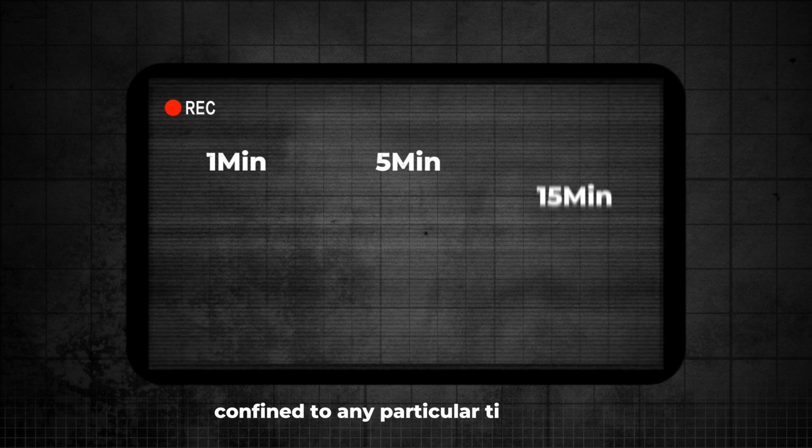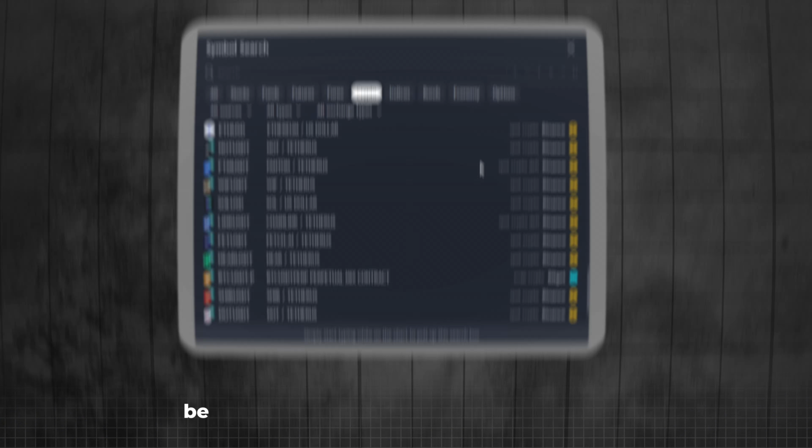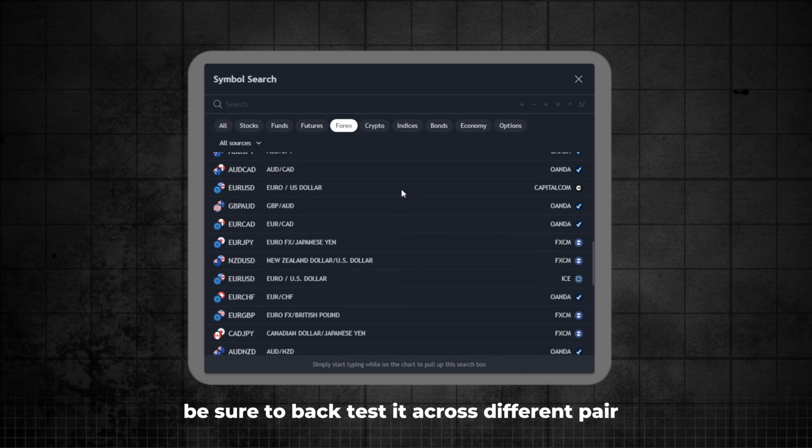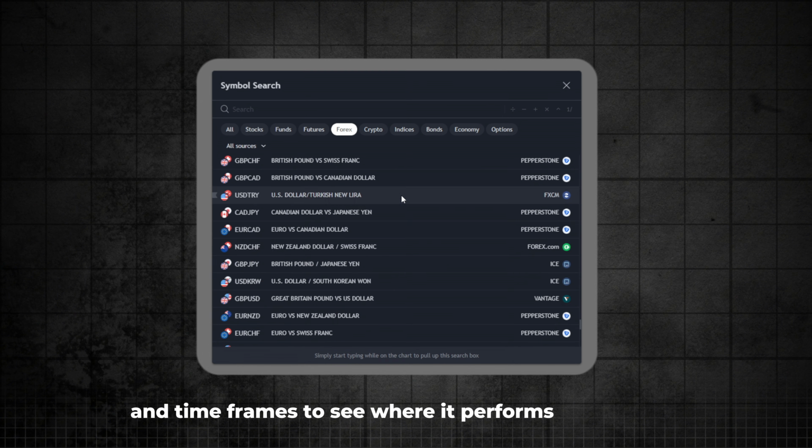As I mentioned earlier, this strategy isn't confined to any particular time frame or trading session, so be sure to backtest it across different pairs and time frames to see where it performs best for you.